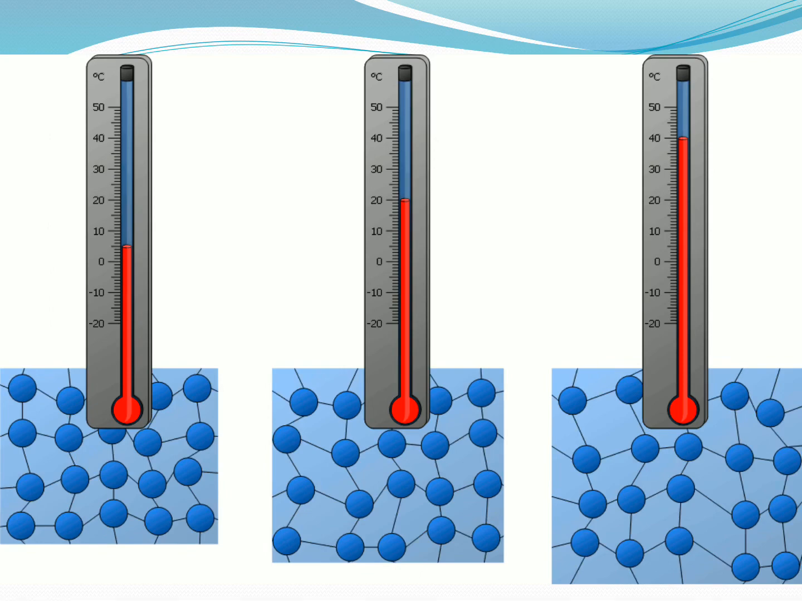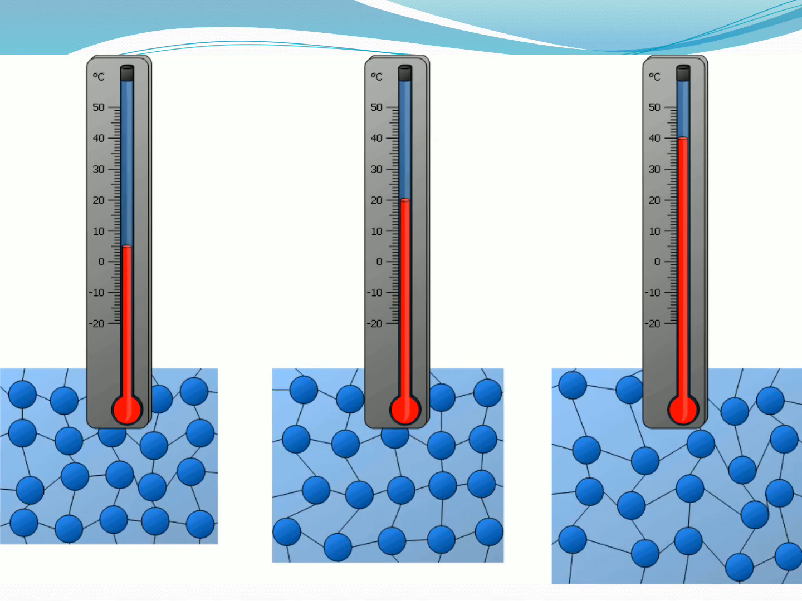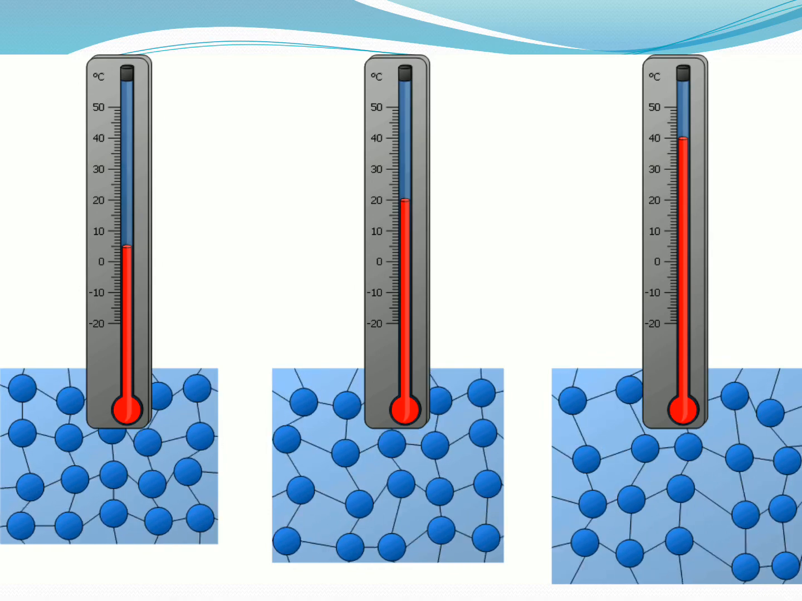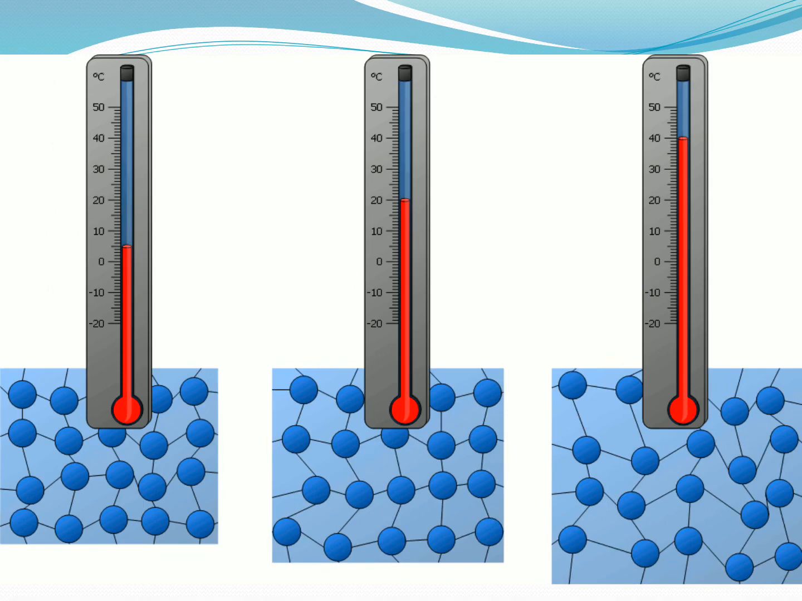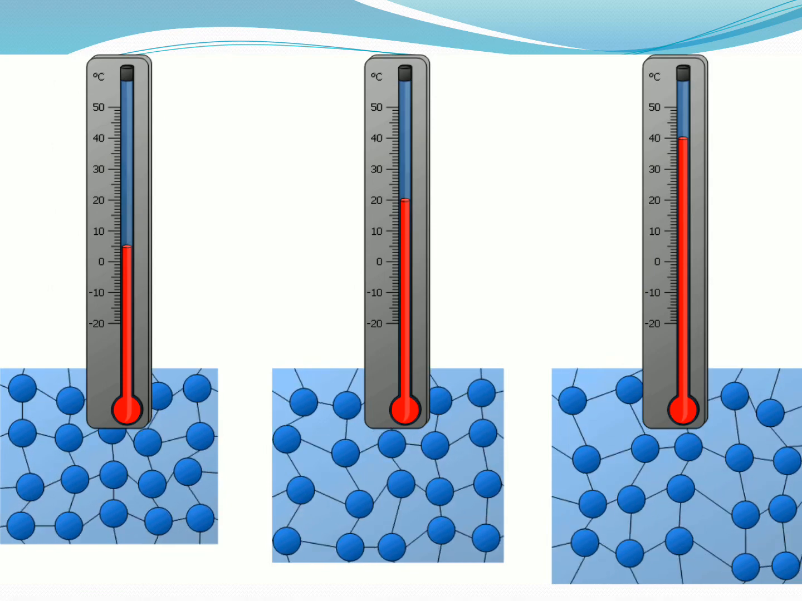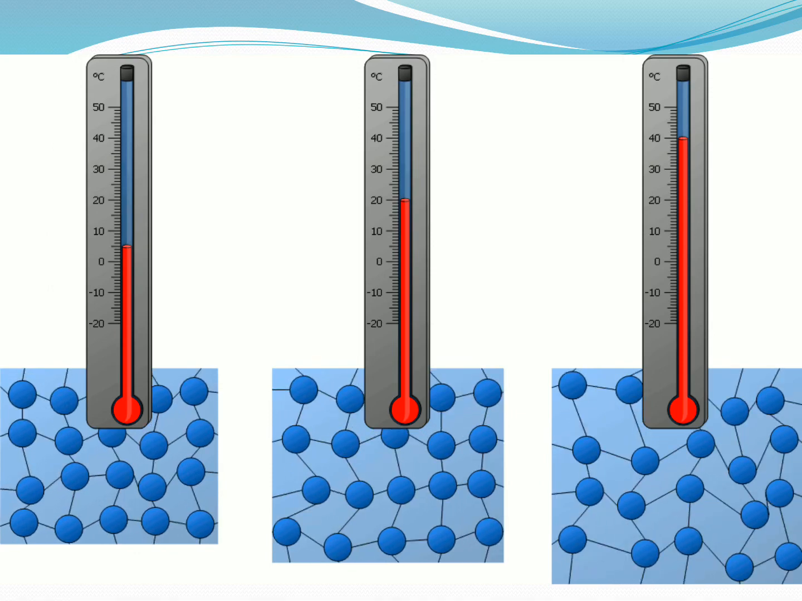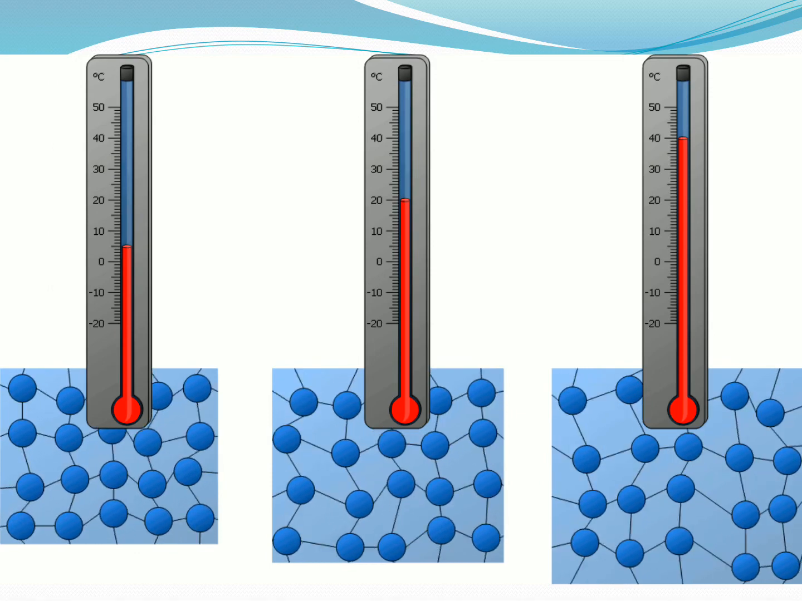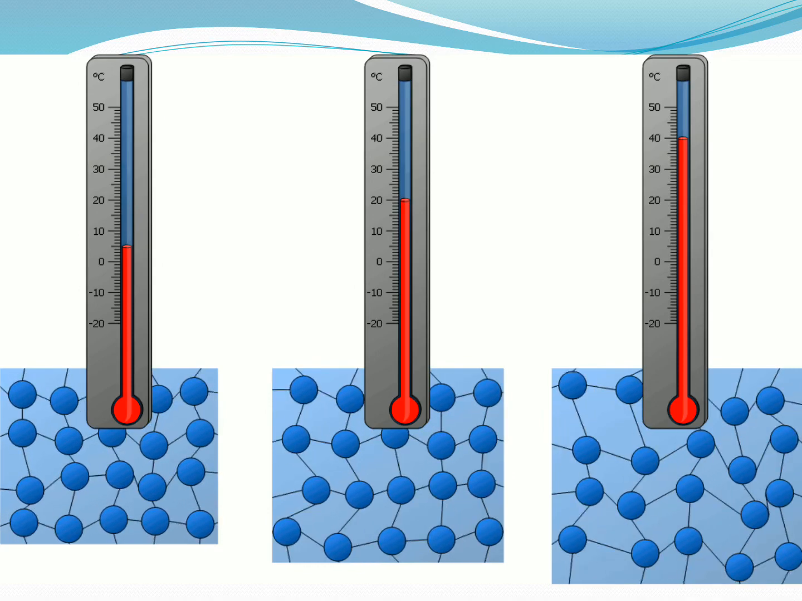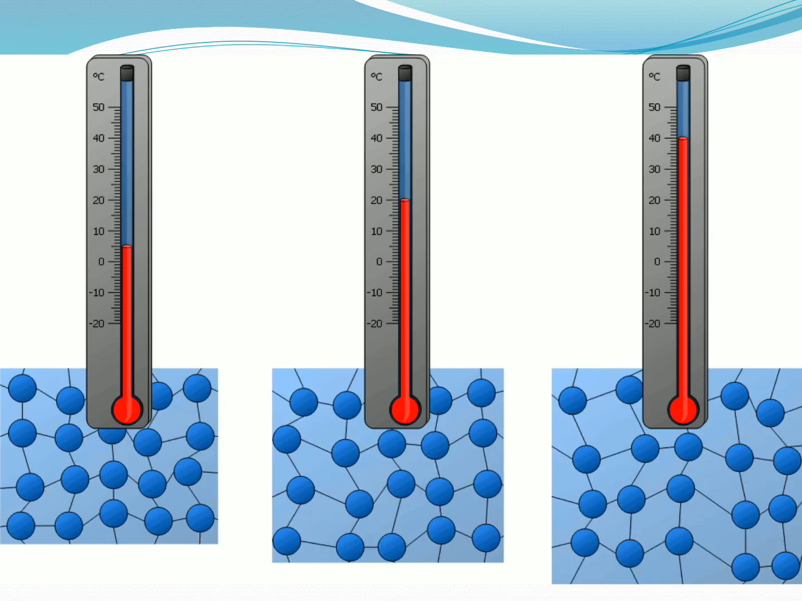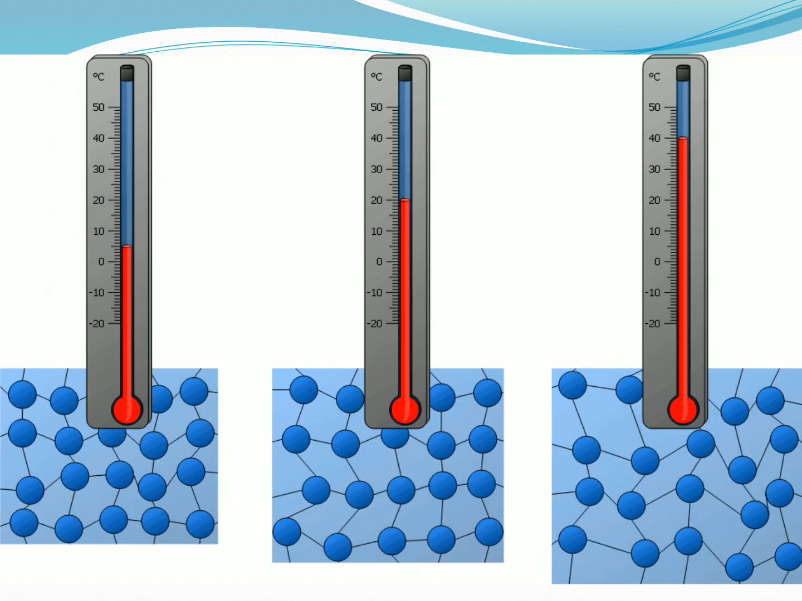This slide basically tells you how, whenever the temperature increases, the particles move faster and faster. As you know, these three thermometers are at different degrees. The first one doesn't move that fast. The second one is moving a little bit faster. The third one is moving very, very fast because its temperature is very, very high. As the temperature increases, the movement of the particles also increases.